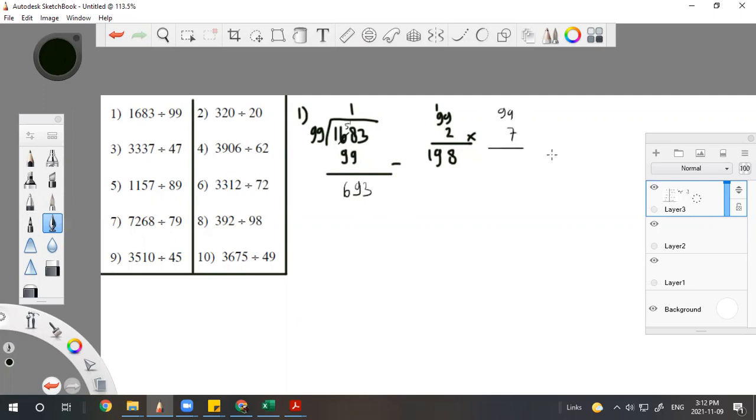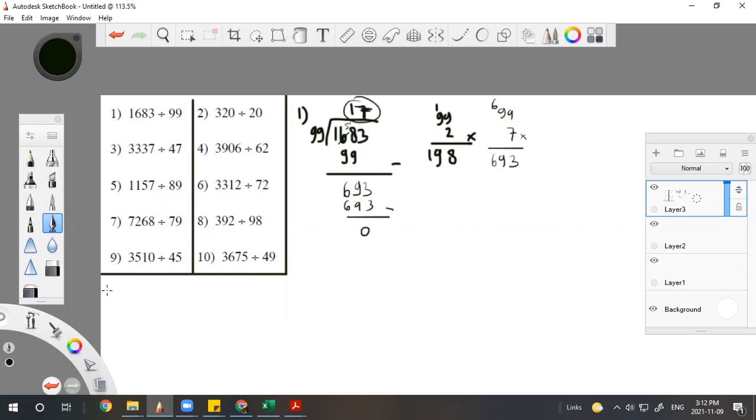I checked 7. Okay, why? Because the last digit of 9 times 7 is 63: 3, then 6. So 7 times 9 is 63. 63 times 6 plus 6 is 69. And that's the answer. So 17. So it's no remainder. So we have 17 for the answer. Okay, that's for number one.